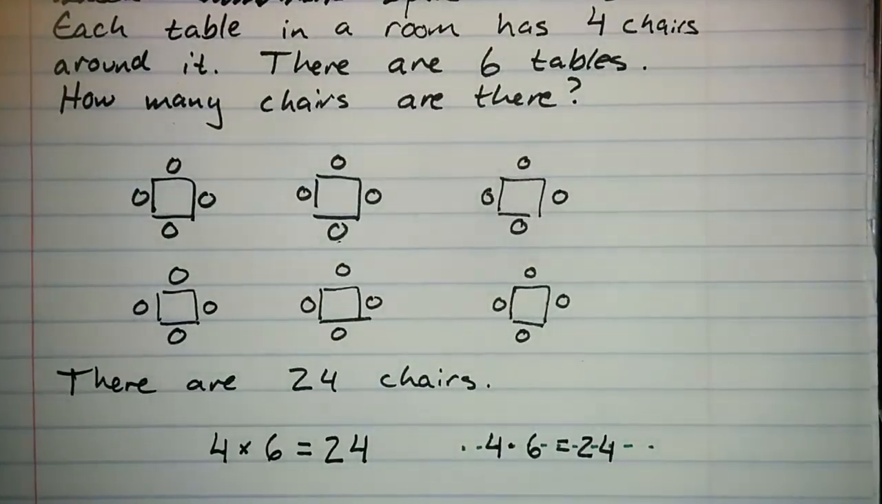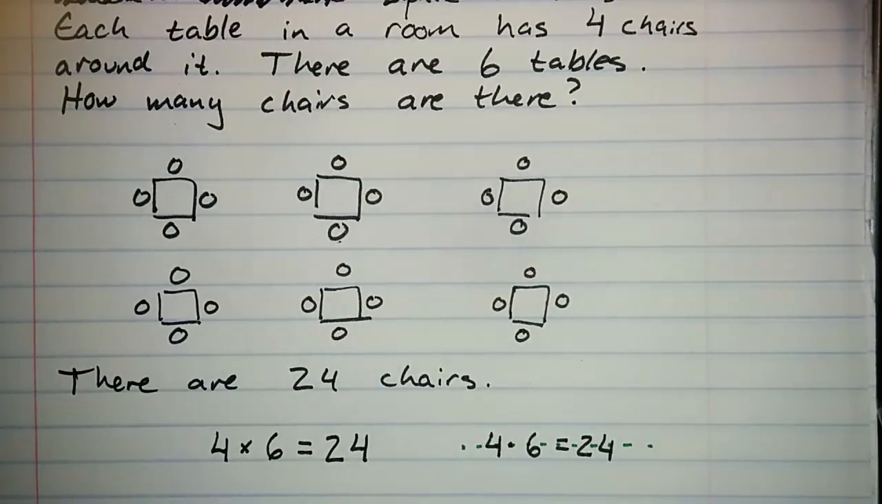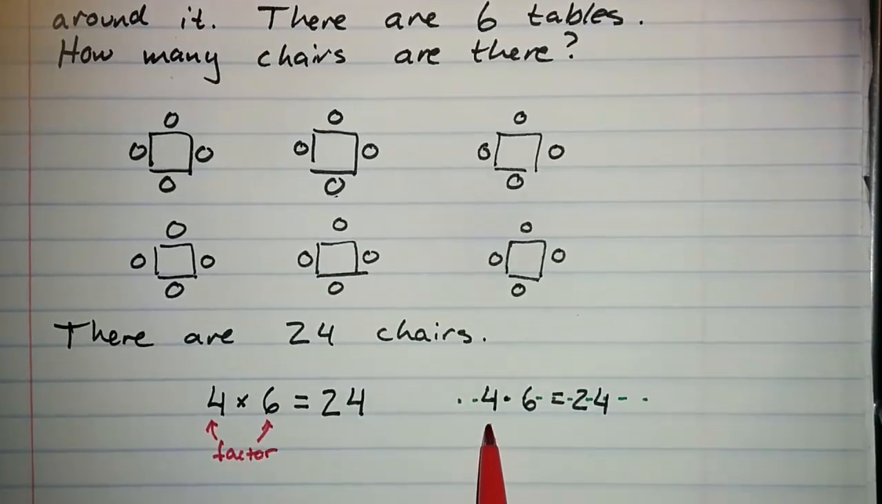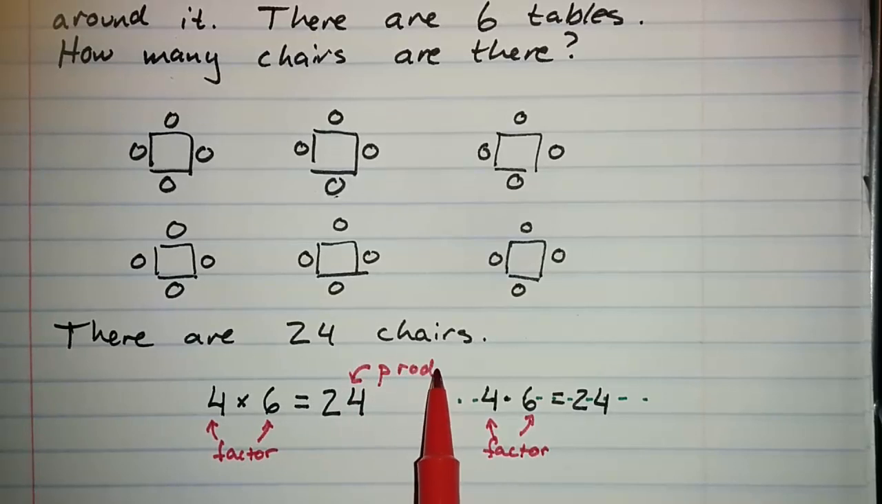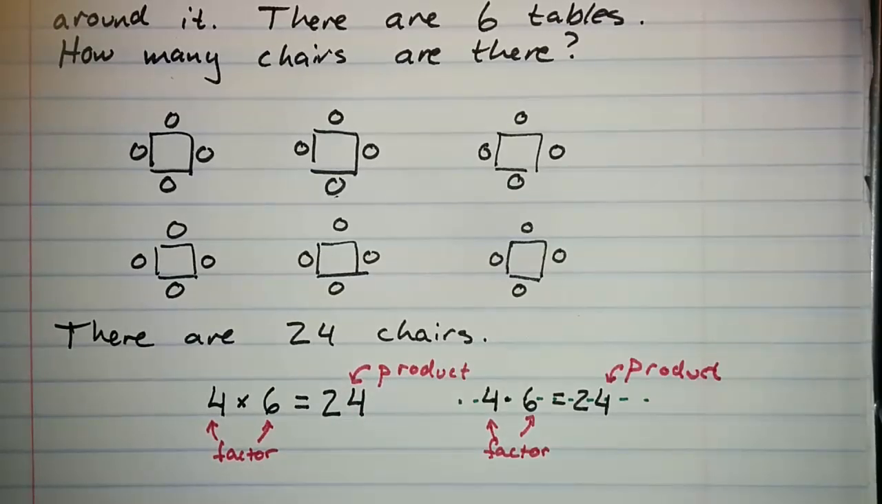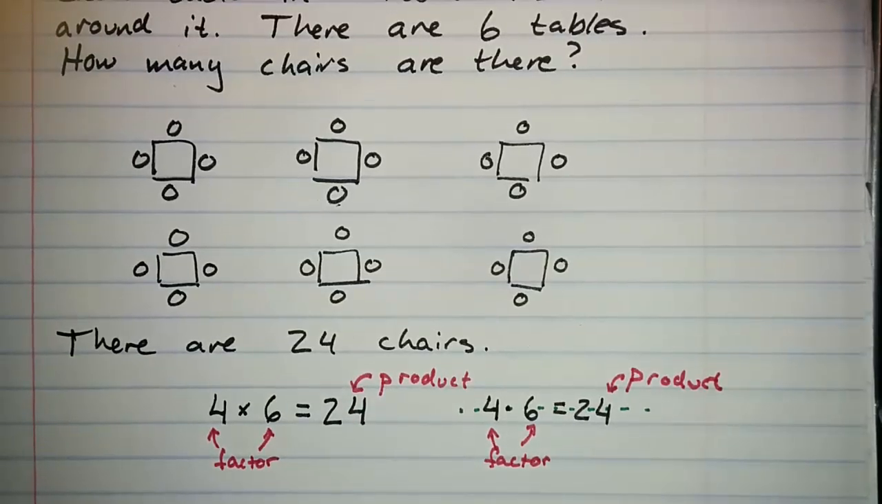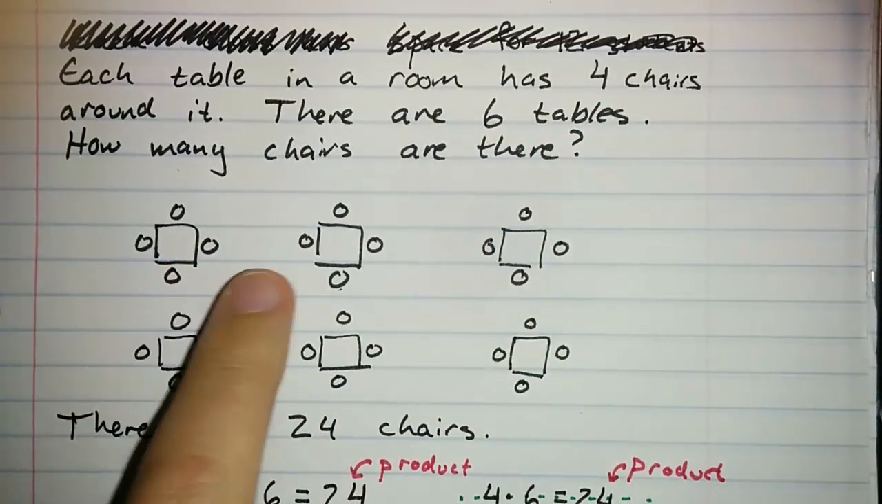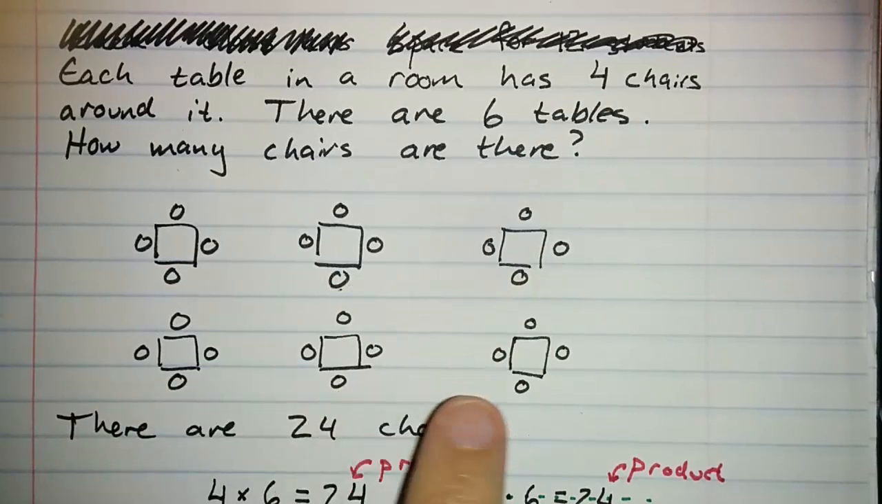Now, just like in addition and subtraction, there are names for all of these numbers. The two numbers that we're putting together are both called factors, and they're named the same way whichever symbol we use. The result of doing multiplication is called the product. So, multiplication then. We're taking the same number, 4 chairs, and we're counting it out 6 times.